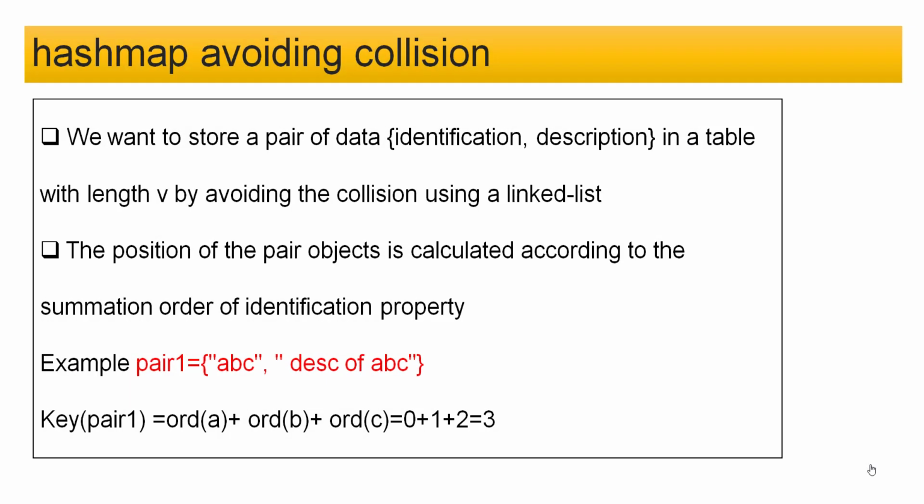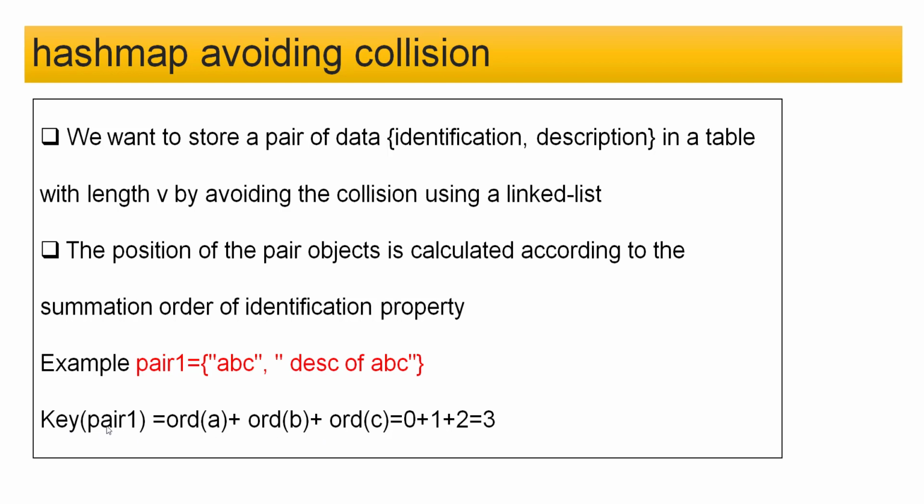Let's begin with the problem. We want to store a pair of data, identification and description, in a table with length V, avoiding the collision using a linked list. The position of the pair objects is calculated according to the summation order of the identification property. For example, we have pair 1, where the identification is ABC and the description is the description of ABC. So this is the second property. The last line shows us how you can calculate the K.